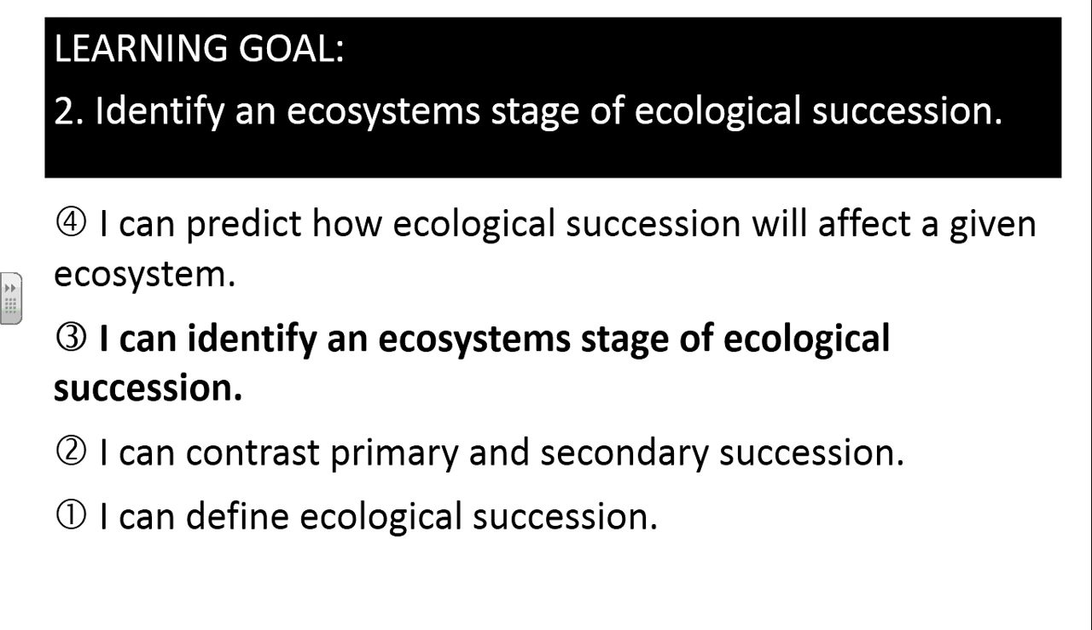Here's the second learning goal. If you can at least define ecological succession, that's a 1. If you can contrast primary and secondary succession, that's 2, so you can tell me the difference between the 2. But if you can look at an ecosystem, particularly a forest ecosystem, and identify a stage of ecological succession, that's where we need you to be for the test. 4 is predict how ecological succession will affect an ecosystem. This is kind of advanced, you might actually be able to do that once we finish our lab.